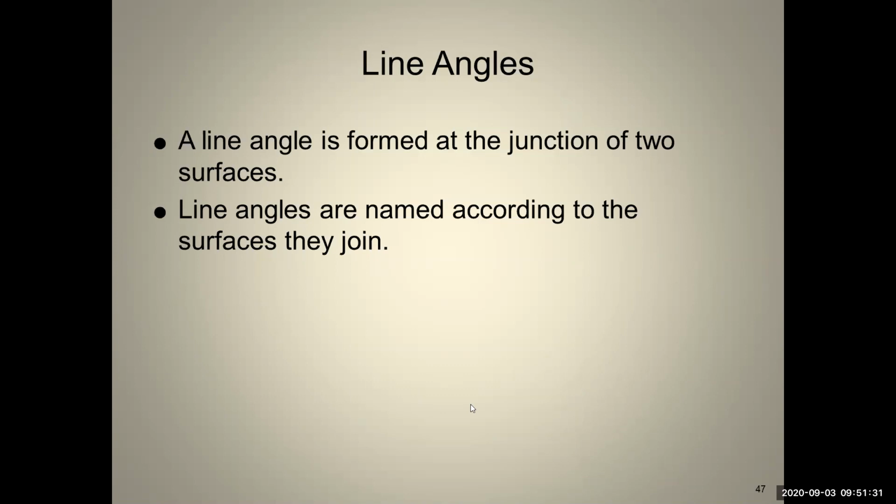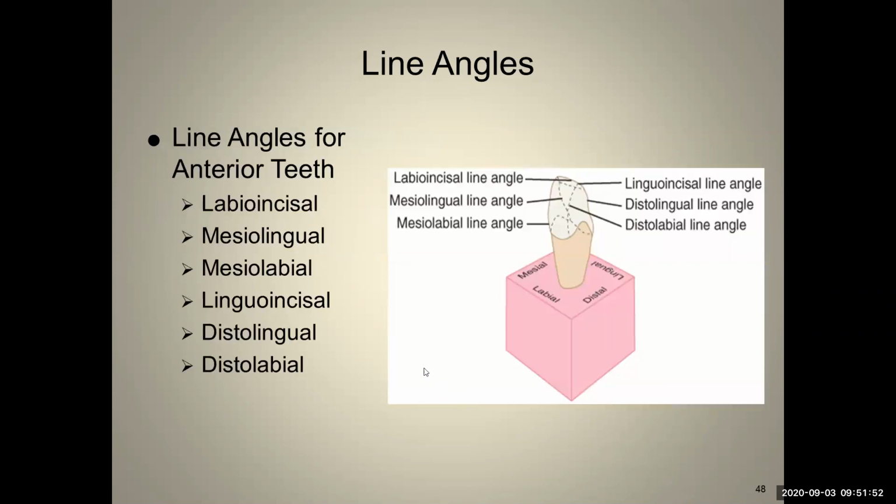Then we have something called line angles. Again, this is how we are reading the map of a tooth. A line angle is formed at the junction of two surfaces, for example the mesial and incisal. Line angles are named according to the surfaces they join. So you have the labial incisal, the lingual incisal line angle, the distal lingual line angle. You can see that everything has two surfaces on it and they join.